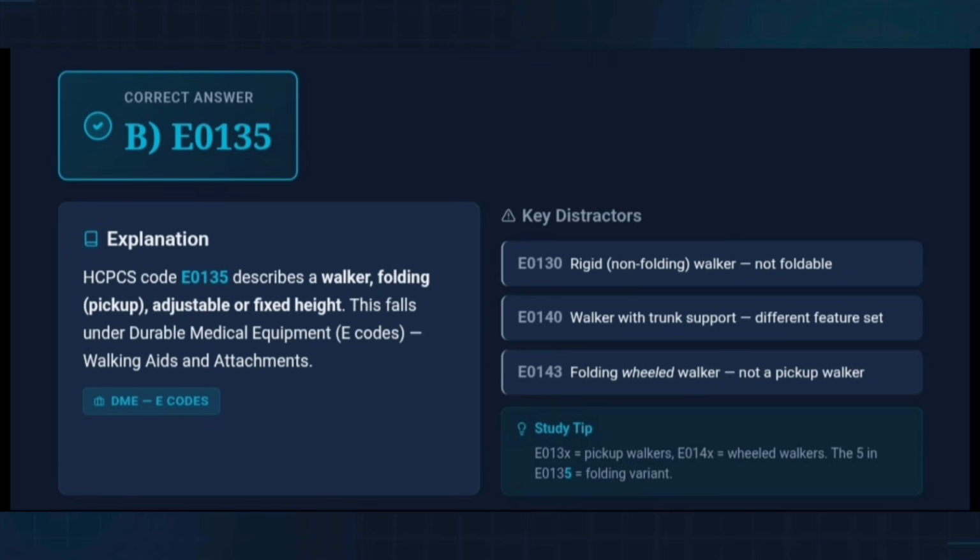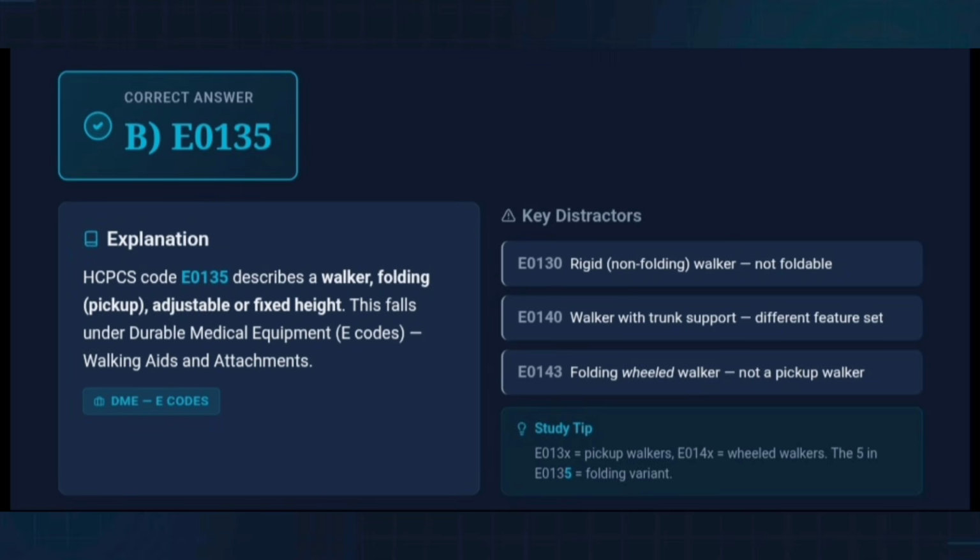E0130 is wrong because it is for rigid non-folding walker. It is not foldable. And E0140, that is option C, is wrong because it is for walker with trunk support. It is a different thing. Okay, in the question they have not mentioned walker with trunk support. So we cannot use E0140. Next, option D, E0143 is wrong because it is for walker, folding, wheeled, adjustable or fixed height. In the question they have mentioned pickup walker. Okay, they have not mentioned wheeled. But the code E0143 is for wheeled, right? So we cannot use it. The right answer is option B.